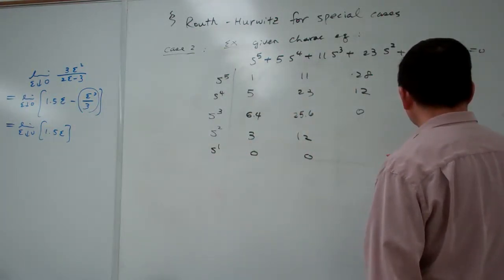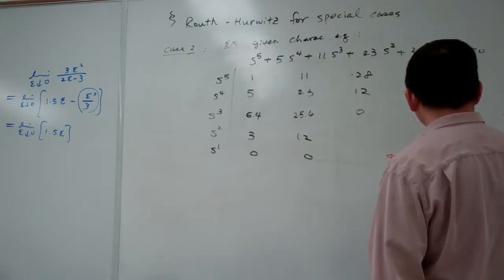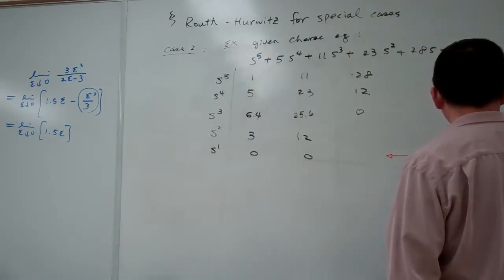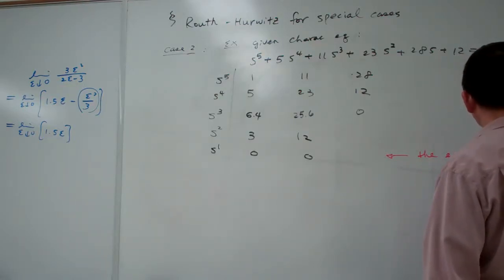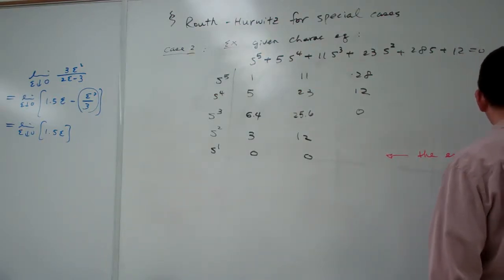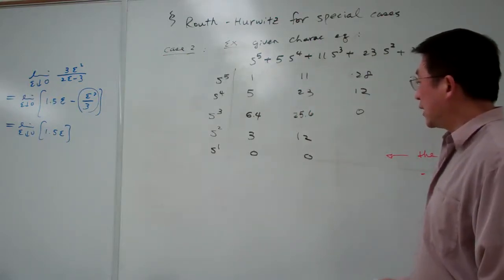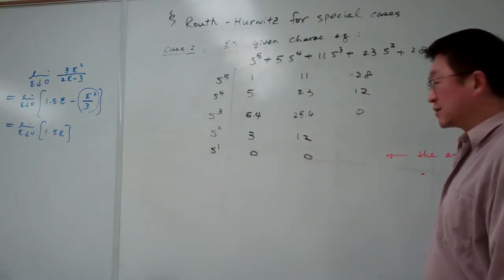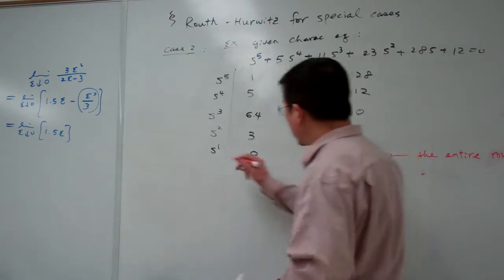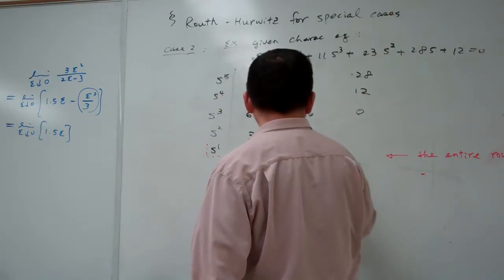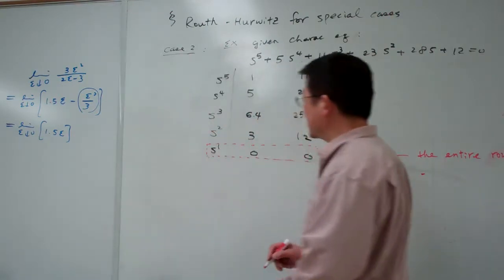So to do so, let me make a note: the entire row contains zeros. So that is fitting to our case 2 situation. Now what we're going to try is this: we're going to replace the desired row. So let me mark it. I'm going to replace the entire row with something such that we can proceed to our calculation.